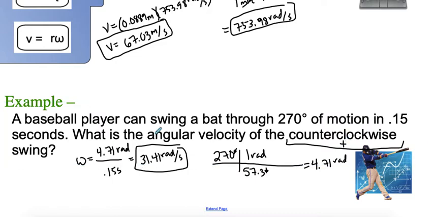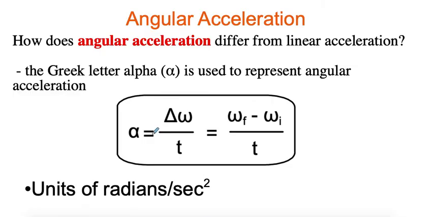So let's take a look now at some angular acceleration. So we're going to talk about the equation here. So essentially, angular acceleration, or acceleration in general, is how much am I speeding up? So what is my change in my speed or velocity over the time that I'm measuring? So how does angular acceleration differ from linear acceleration? It's just on an angle.